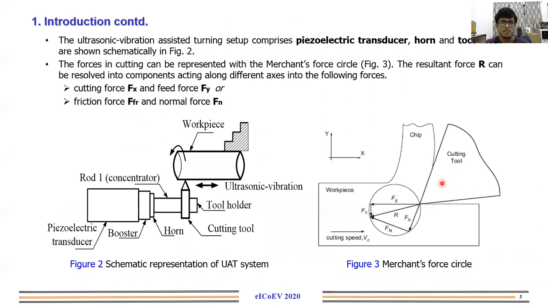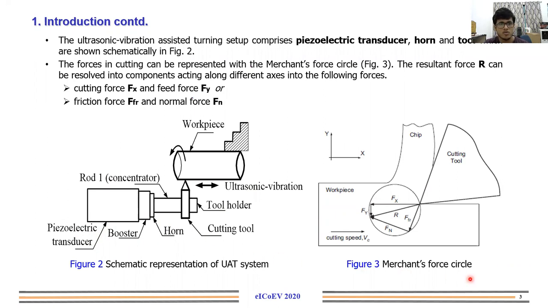Let me explain the setup to you. The setup of the UAT process has a piezoelectric transducer, which works on the piezoelectric effect, and there is a booster and a horn which amplify and control the amplitude of the vibrations provided to the tool so that the workpiece can be cut.